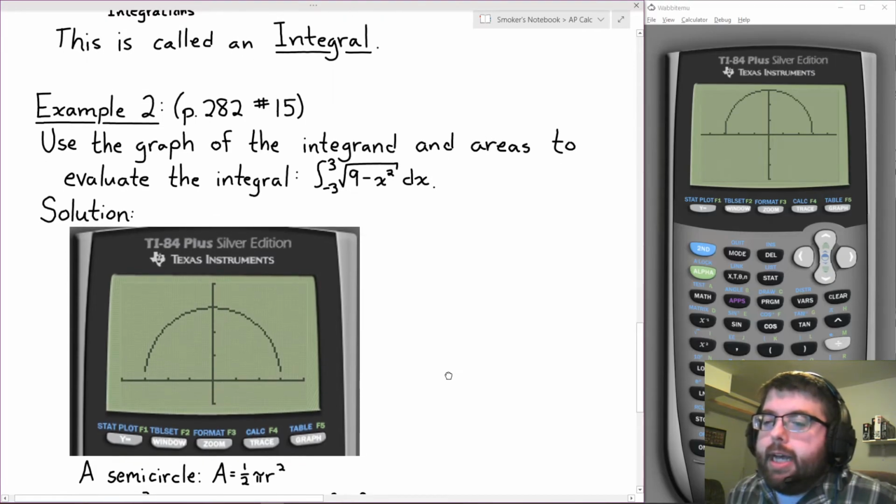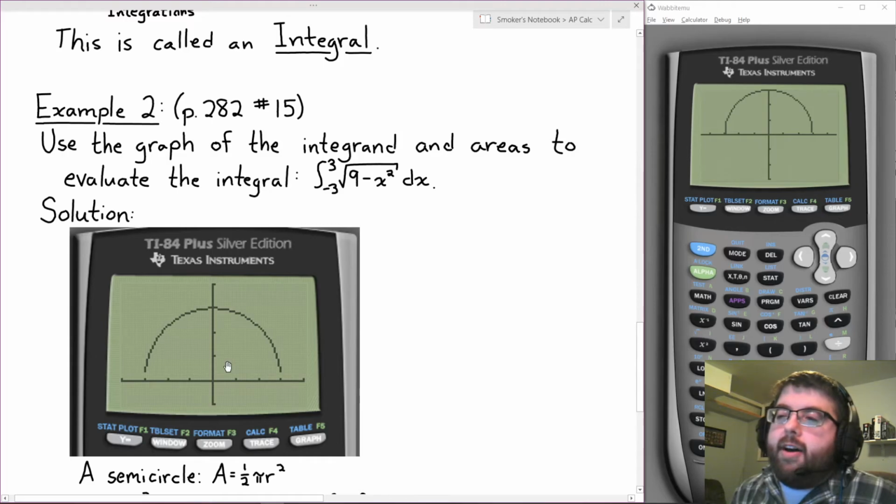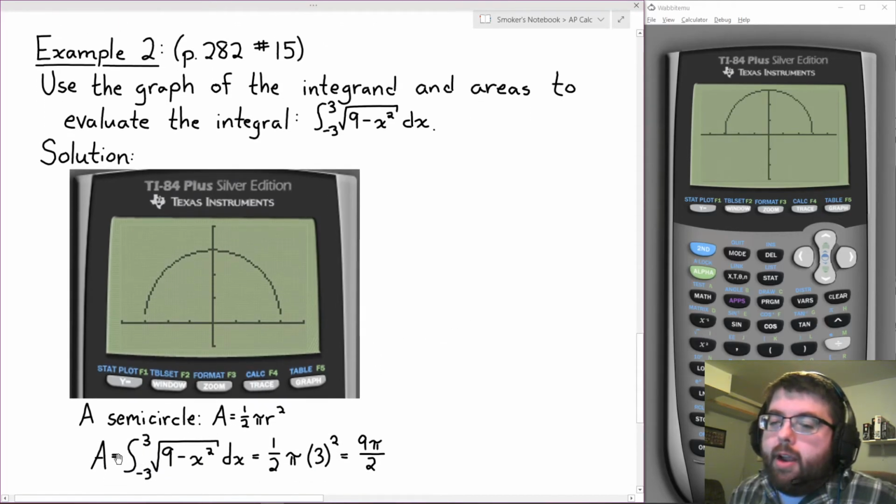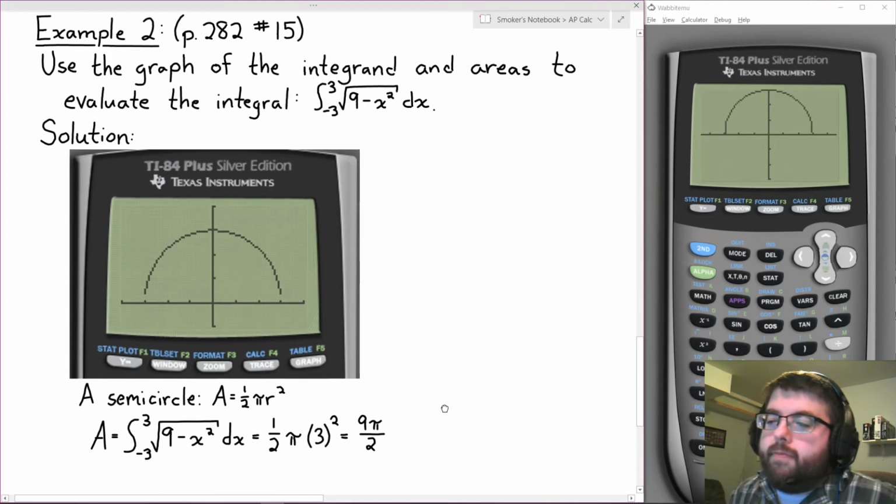But for this section and this homework that's associated with this section, we're just going to find the area using geometry. The area of a circle is pi r squared. The area of a half circle is half pi r squared. So the area of this integral will be 1/2 pi r squared, where r will be 3. Okay, and 3 squared is 9. 9 pi over 2 is our answer.